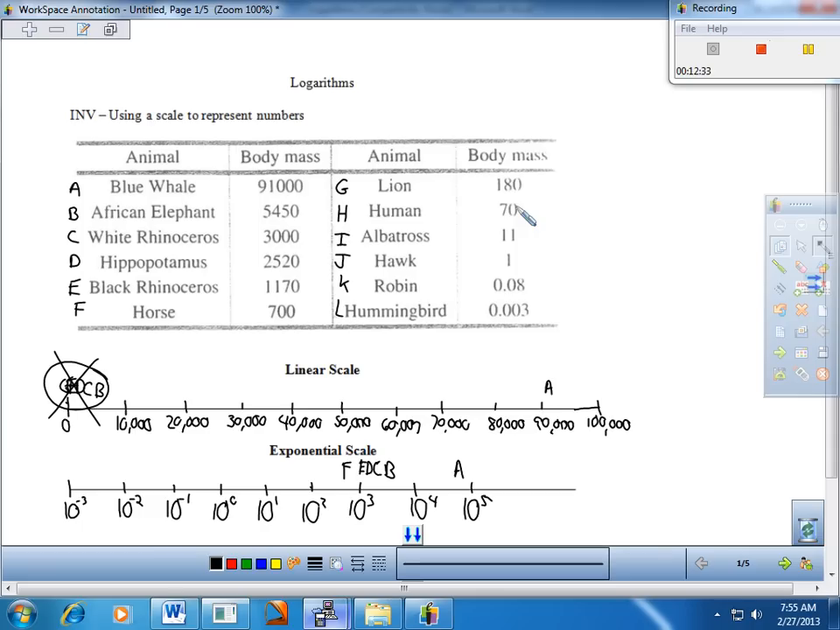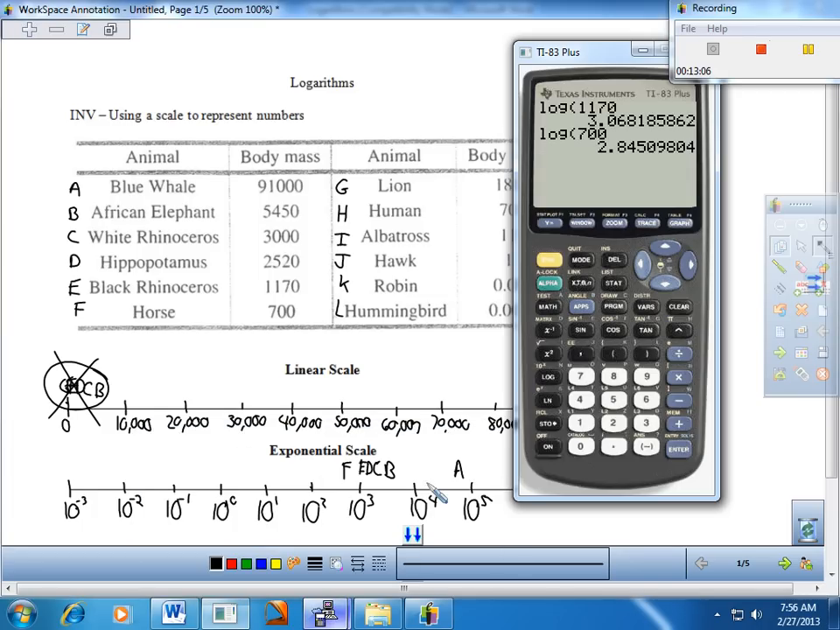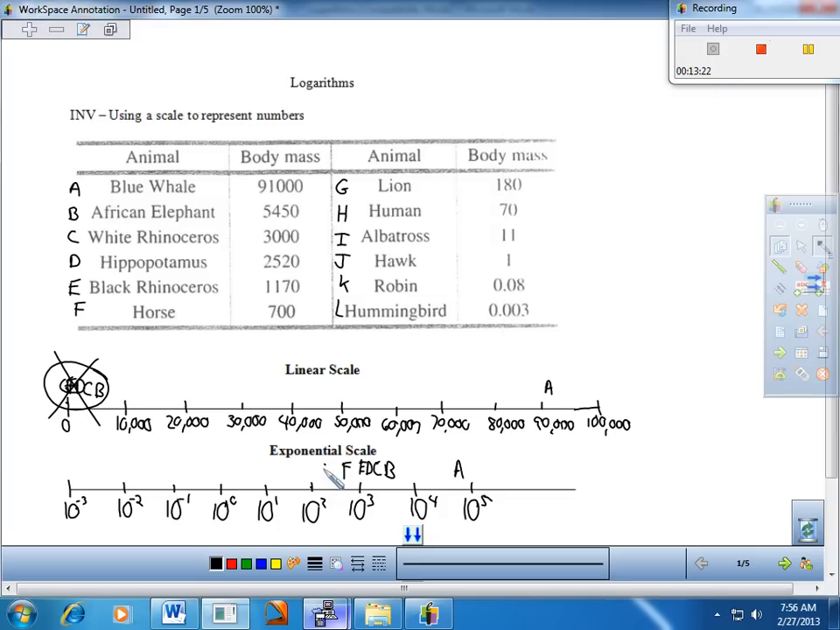And then I'll ask you to pause the video for just a second and finish that up. But let's do that lion there, the lion coming in at 180. Think about where that would probably reside if I asked you to estimate it. And there it is, about 2.26, give or take. 10 to the second is 100, and 180 is just a little beyond the 2 there. So there's your lion right there, between 10 to the second and 10 to the third.